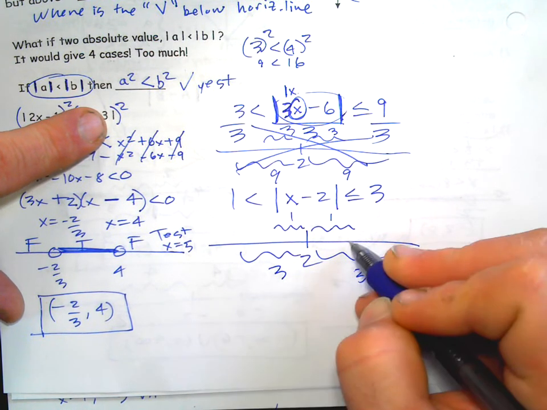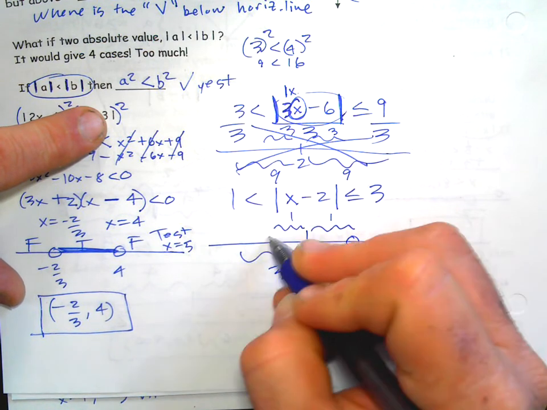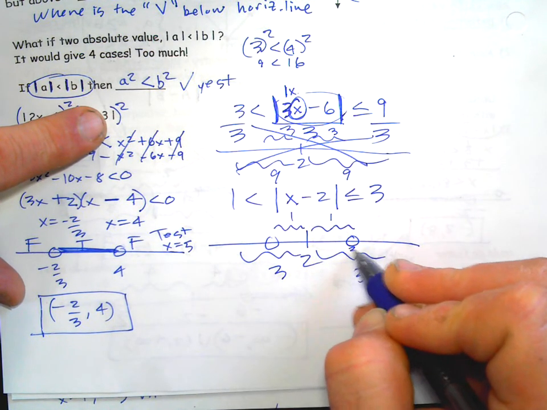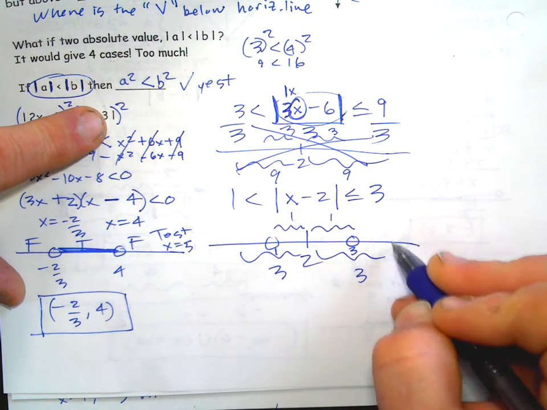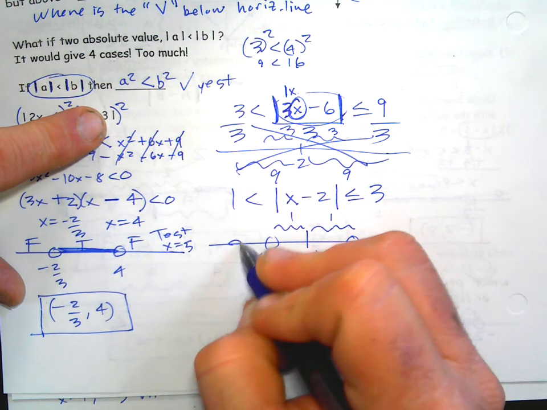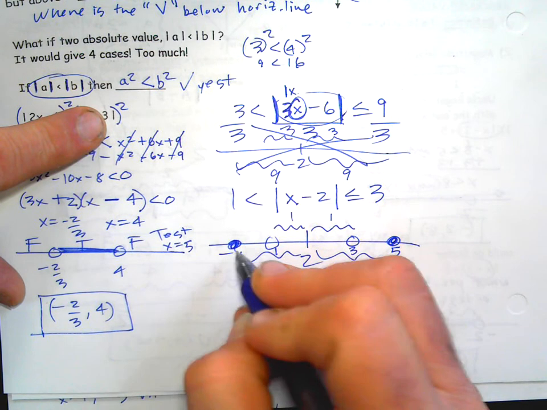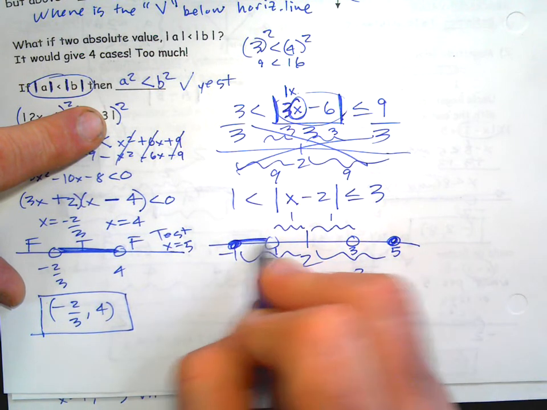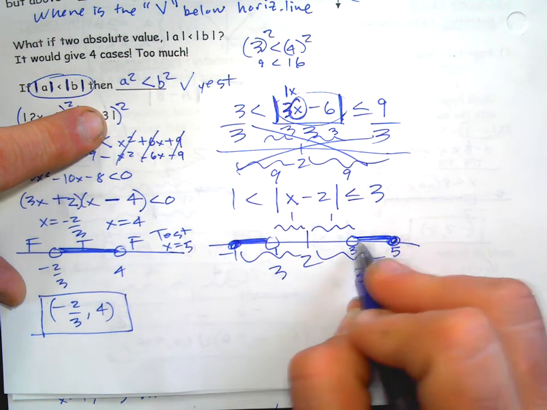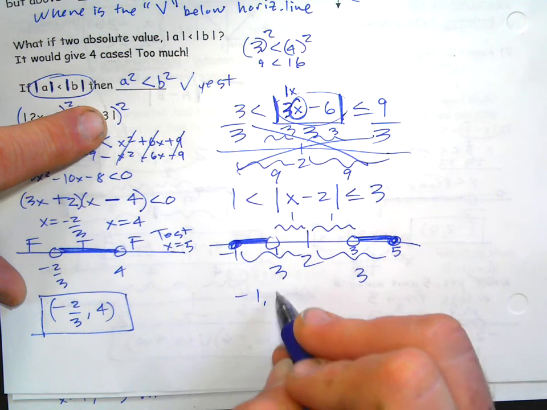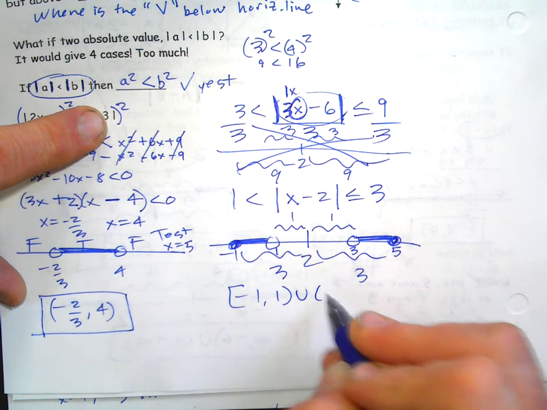Okay? So the 1s are going to be open dots because there's no bar under here. So that's going to be 3 and 1. And the 3s are going to be solid dots. And 3 away from 2 is 5 and -1. And we want everything that's more than 1 away, but less than 3 away. So it's going to be -1 to 1, 3 to 5.